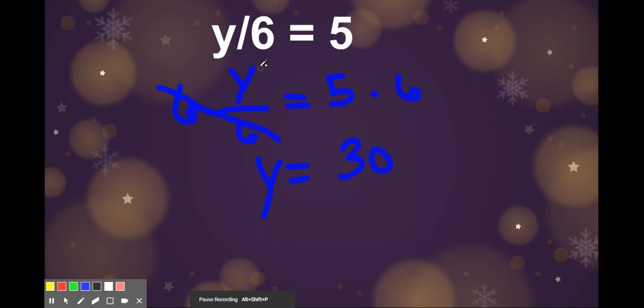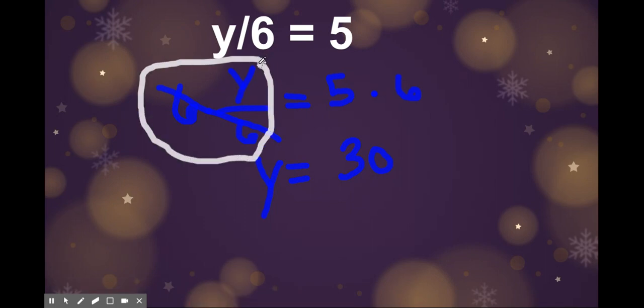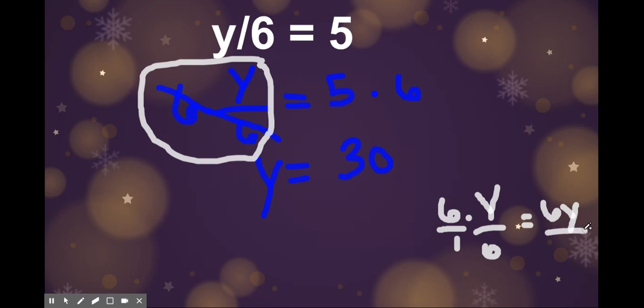Now, some of you might have a question on, well, how does this work? So if I have 6 times y over 6, it's just like multiplying fractions. Well, this 6 is over 1. What is 6 times y? That gives me 6y. 1 times 6 is 6. Well, what is 6y divided by 6? It gives me 1y, which is the same thing as just y.